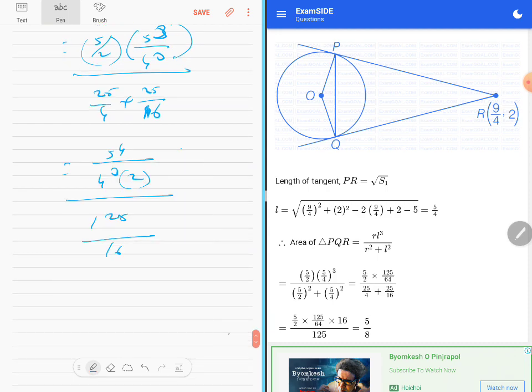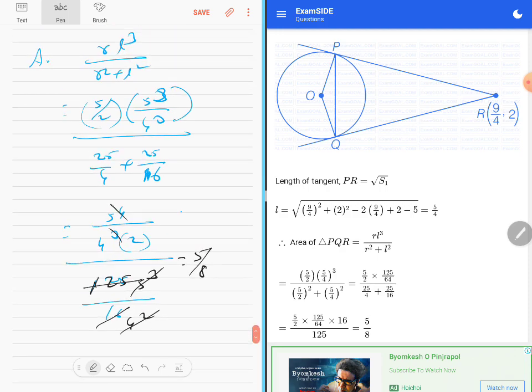So how do I solve this? This itself is 125, which is 5 5 25, 25 5 is 125, 5 cube. So this and this get cancelled. This can be written as 4 square, and the 4 square and the 4 cube will get cancelled. So I'm getting 5 by 8. And that becomes the area.